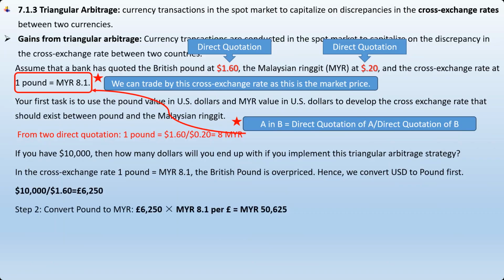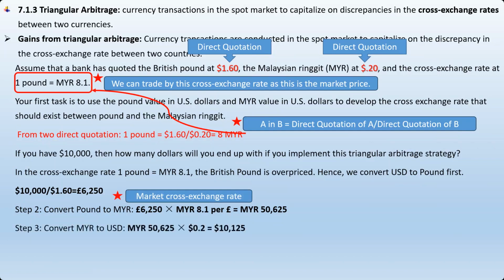Then we convert British pounds to Malaysia ringgit. But here we have two cross exchange rates. Which do we use? We use the one provided by the bank, the one we can trade. So it's 1 pound equals 8.1, the market cross exchange rate. We have 50,625 Malaysia ringgit. And the last step is to convert Malaysia ringgit to US dollars. Then we can find out the dollar profit as well as returns. So that's the triangular arbitrage. Any question here? All good.